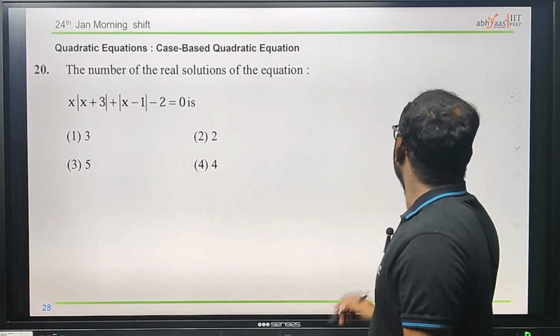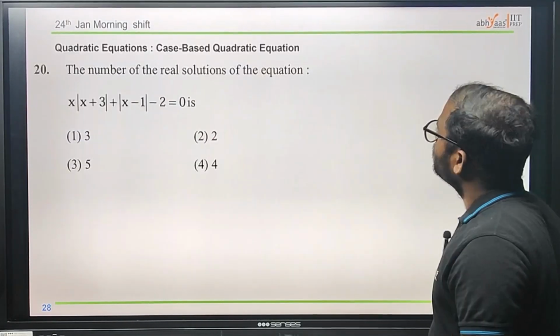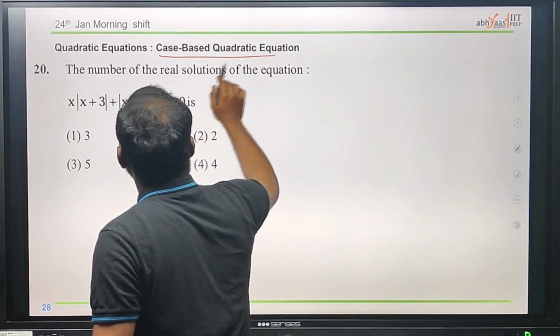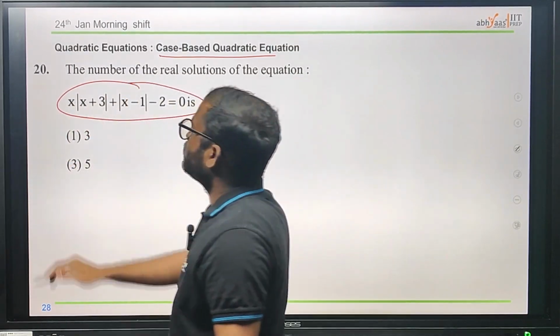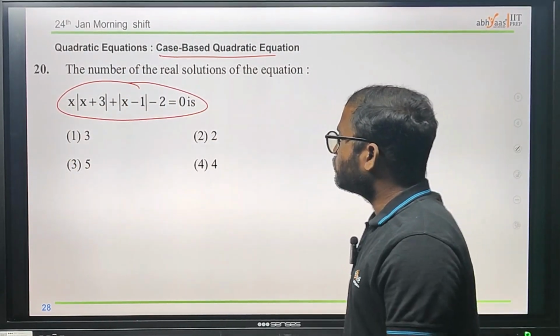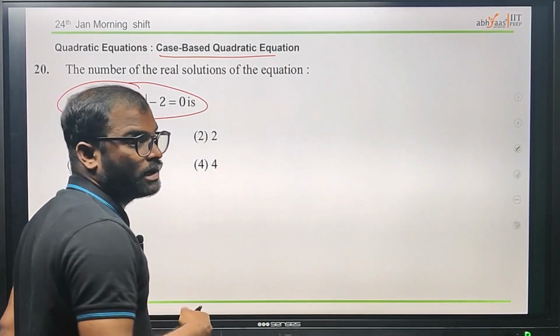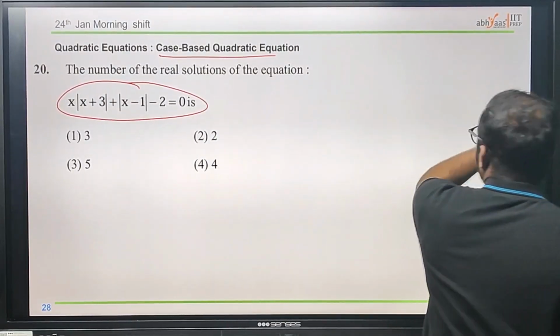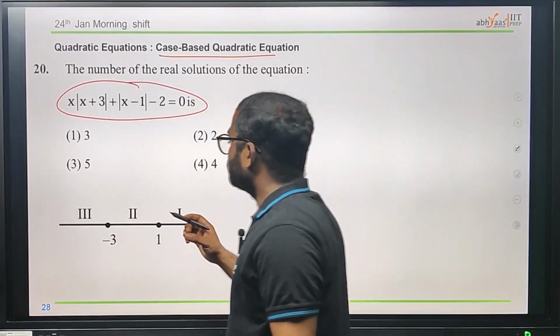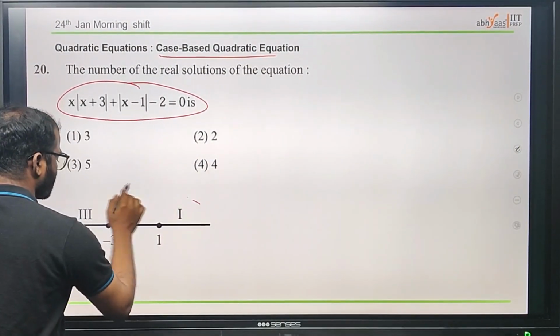Next, on the basis of quadratic equations, which is case based quadratic questions. See here, we had a similar situation in the previous shift as well; the same question is repeated, a similar kind of model. If you observe, from this situation we will have this type of region.